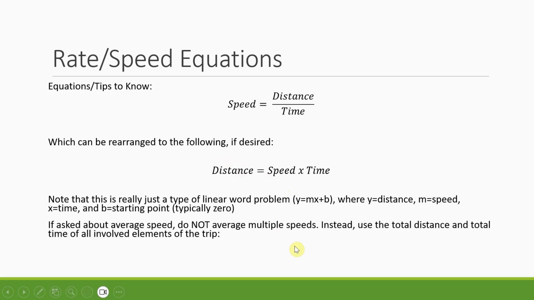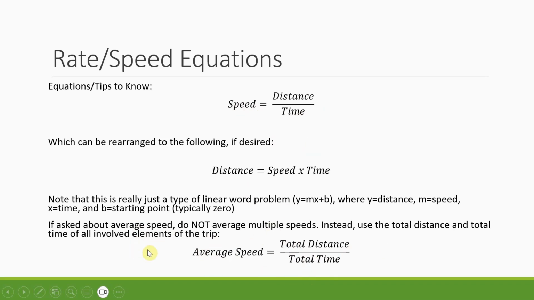Now, an important thing to point out for these, especially where you see them on the harder problems, is if you are ever asked about average speed, do not actually average multiple speeds, which I know is confusing because it says right there average speed, and the thing you don't want to do is average things. Instead, use the total distance divided by the total time to get the average speed. So this is just the same thing as up here. I just put average in there and then totals. I'm just going to leave it like this up here moving forward just because it's shorter. But this is what we're going to need to do.